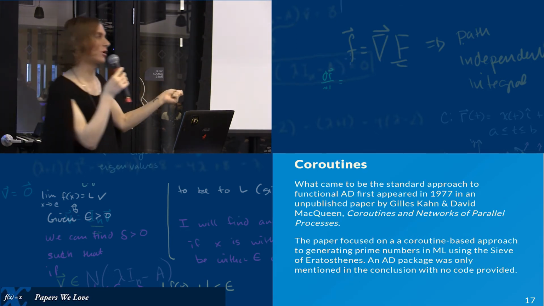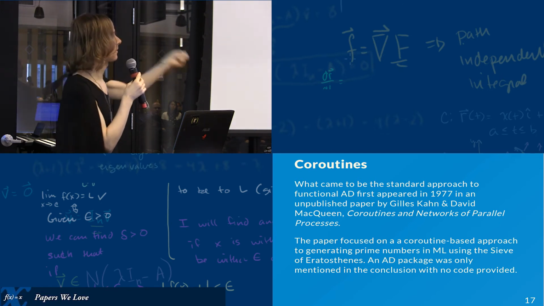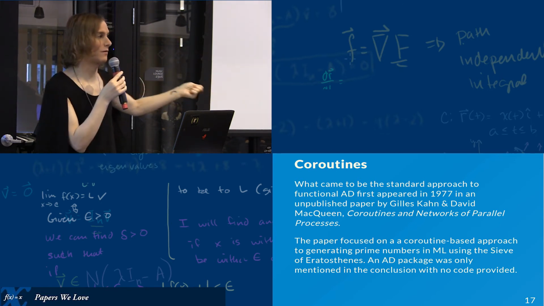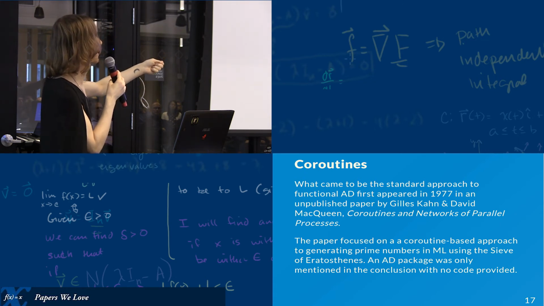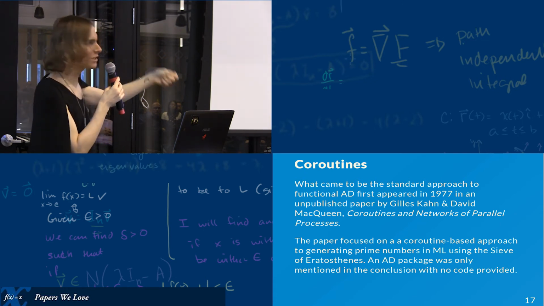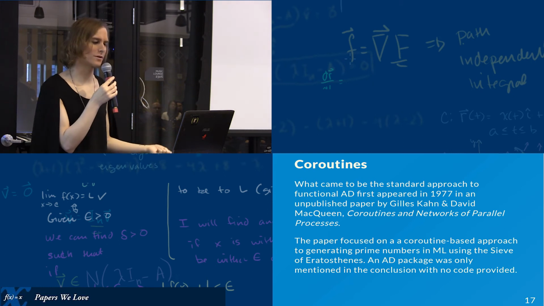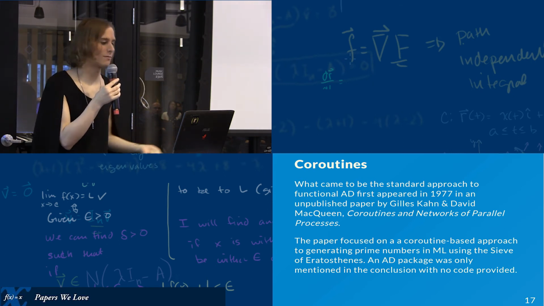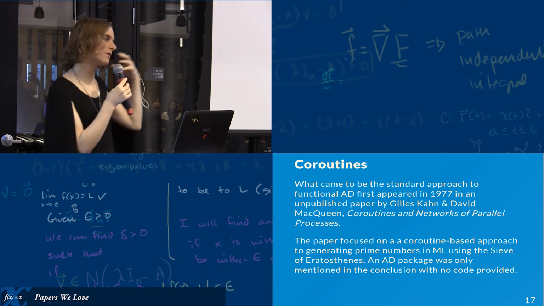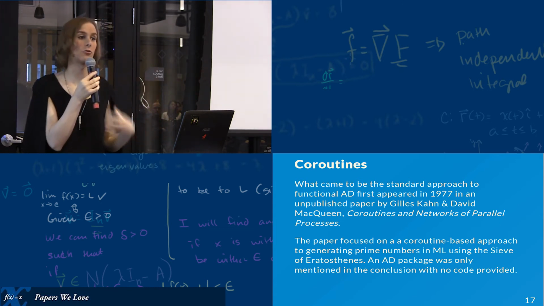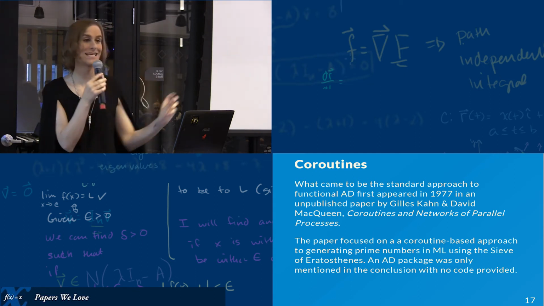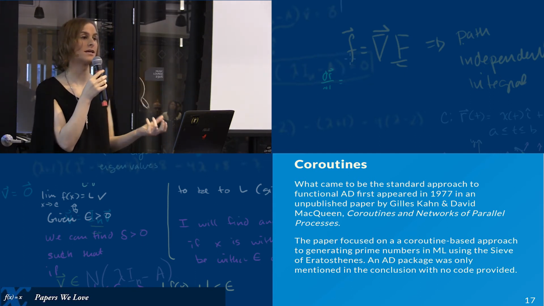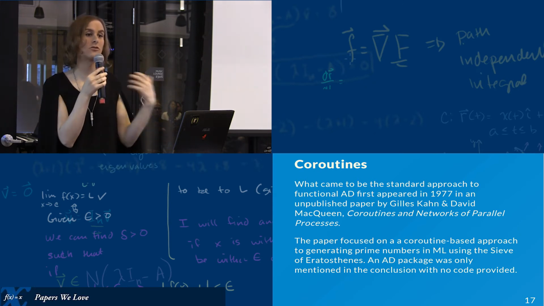So the paper that I really point to as the germ for all the functional approaches that we've seen is by Gilles Kahn and David MacQueen in 1977. And it was unpublished. Gilles Kahn died fairly early. And David MacQueen still contributes to Standard ML of New Jersey, but it quickly spread throughout the functional programming world by word of mouth. And the paper actually only mentions AD in the conclusion. It largely focuses on the sieve of Eratosthenes for generating prime numbers.